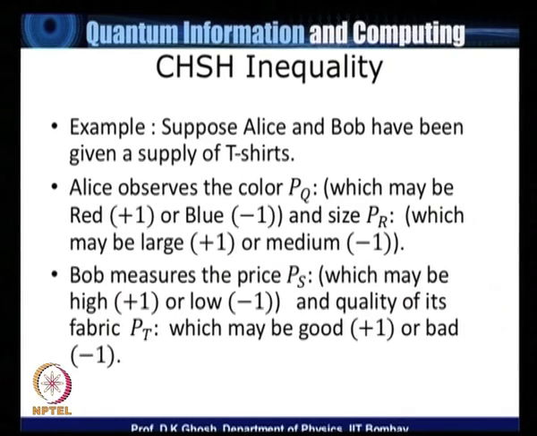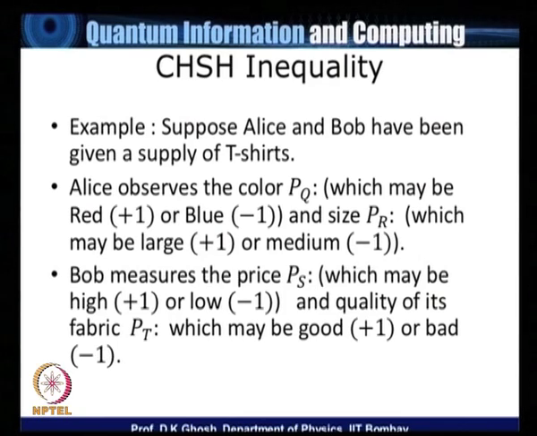Now let me illustrate it by a non-quantum mechanical example. Suppose Alice and Bob have been given a supply of t-shirts, distinguished by 4 different properties, out of which Alice can observe 2 and Bob can observe 2 others. They have the measuring equipment for doing those. For example, Alice can observe the color of the shirts, which come in 2 colors. It could be red, in which case she assigns the value 1 to her observation Q, or blue, in which case it is assigned -1. She could also observe the size, which could be large, assigned +1, or medium, assigned -1.